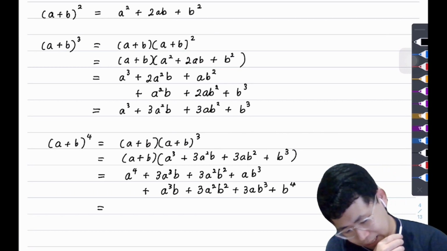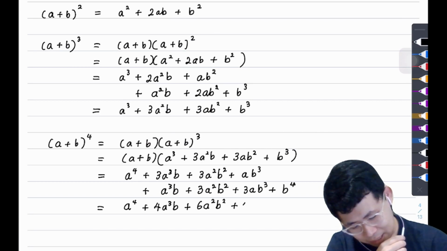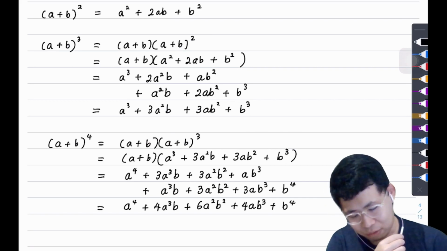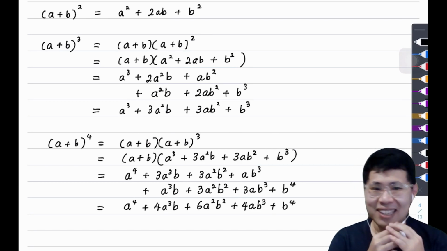Okay, so let's add all of this together. I've had a power 4, 4a cubed times b plus 6a squared b squared, right? Plus 4ab cubed plus a b to the power of 4. Okay, so this is what it looks like over here, right?